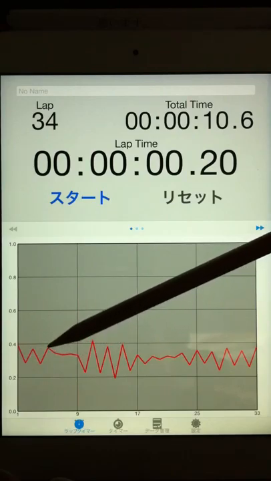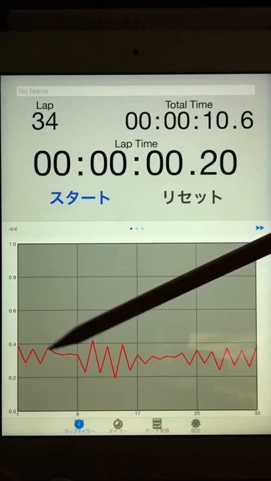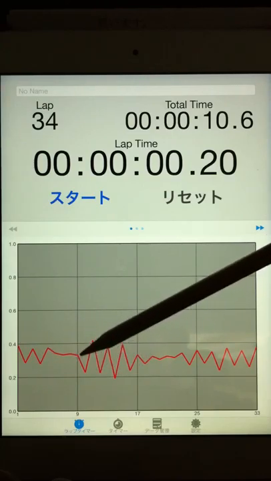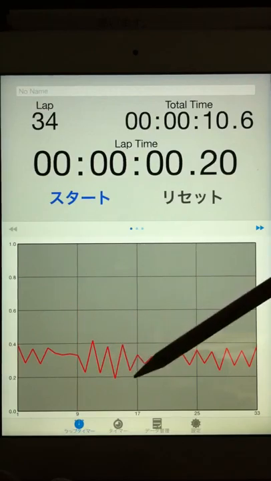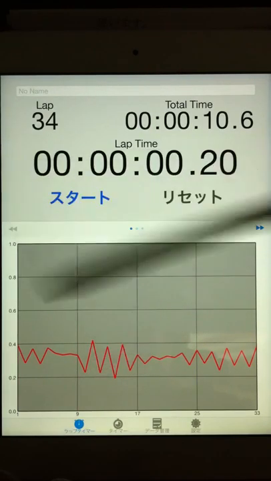Even bounce. Front, back, front, back, front, back. Modest bounce, even bounce, strong bounce, probably 30%.